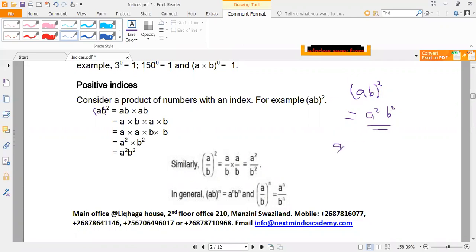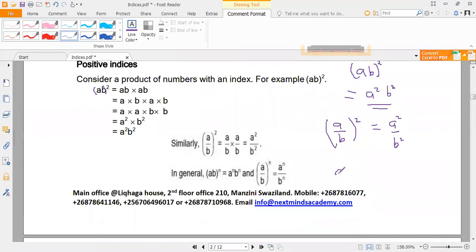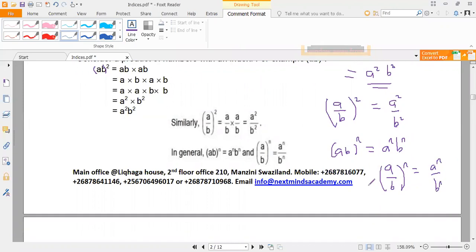Even if the two numbers are being divided, this will be similar to having a squared divided by b squared. So you can see that a takes the power and b takes the power. So in general, if you have ab to the power n, this is similar to having a power n and then b power n. And if also you have a out of b to the power n, this is similar to having a power n out of b power n.